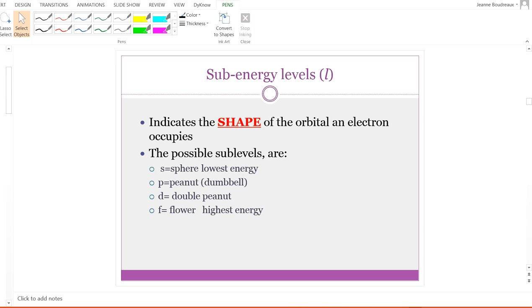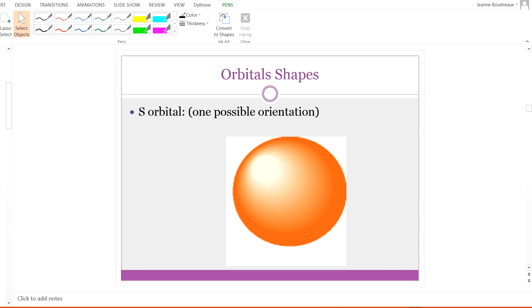The S shape is a sphere shape. The P is a peanut shape, also known as a dumbbell shape. The D is a double peanut shape, and an F shape is a flower shape. It is the highest energy level. So let's take a look.